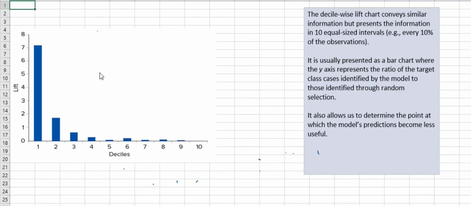A decile-wise lift chart can also be used to determine the point at which the model's predictions become less useful. For example, look, after the second decile, which is the third decile, the lift values are below 1, suggesting that the model will capture fewer target class cases than random selection. That means if our goal is to capture the target class cases, we should focus on the first 20% of the observations that have the highest predicted probabilities of belonging to the target class.